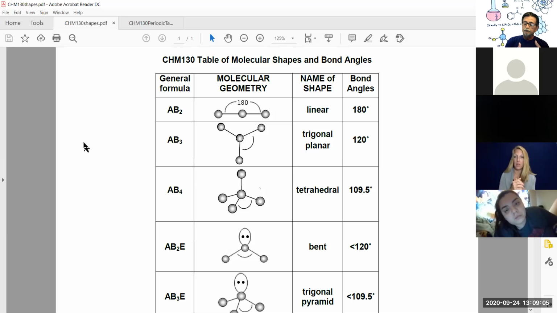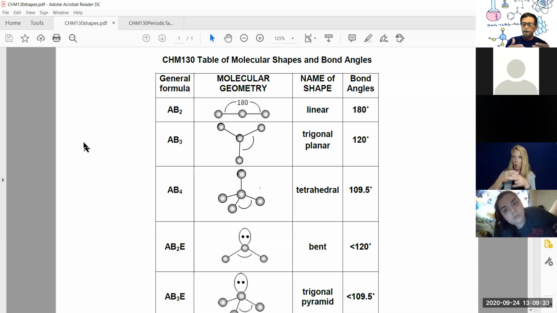And then finally, the final column gives you what is called the bond angle, and that is the angle between the groups that are attached to the central atom. For example, if you look at the very first one, AB2, there's a bond angle between the B atoms of 180 degrees, okay? And the shape of that is linear, and obviously there's the bond angle.